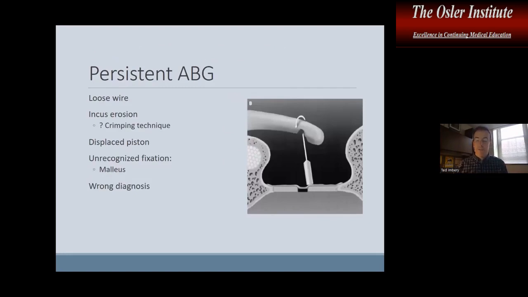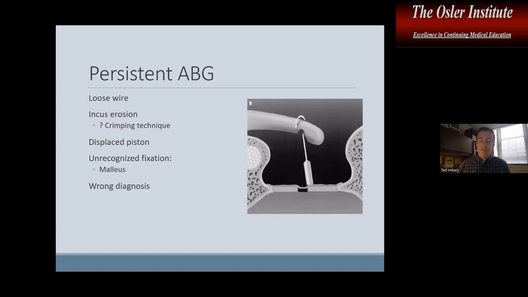So what are some causes of a persistent air-bone gap after surgery? A variety of things, such as the crimping mechanism, if the wire is a bit loose. If it is crimped too tight, it may cause a delayed incus necrosis, and then the piston becomes uncoupled from the ossicular chain. The piston itself can become displaced out of the stapedotomy, as indicated here on this cross-section illustration. That sometimes can be a technical issue.